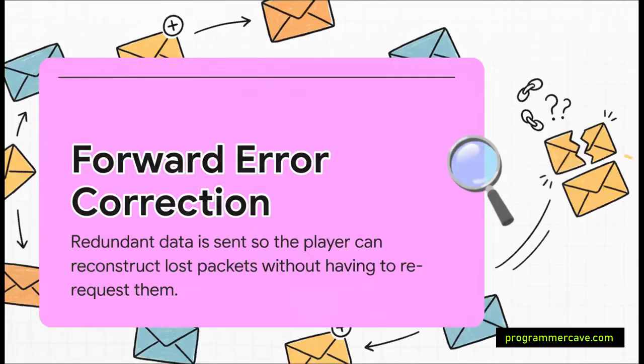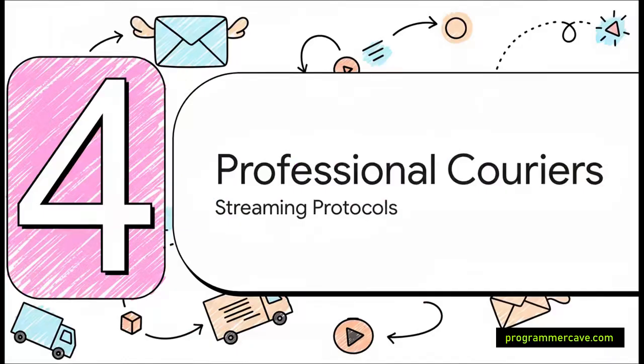But what if you can't fix the network problem? For live streams, we use this really clever trick called forward error correction. The server basically sends a little bit of extra redundant data along with the main video. Then, if a packet gets lost, your video player can use that extra data to mathematically rebuild the missing one right on the spot without ever having to pause the video and ask for it again. It's pretty cool stuff.